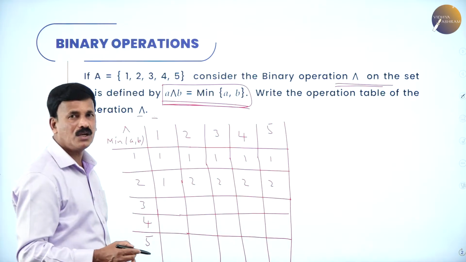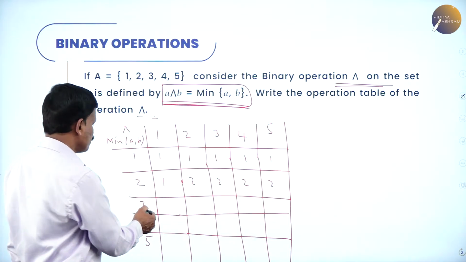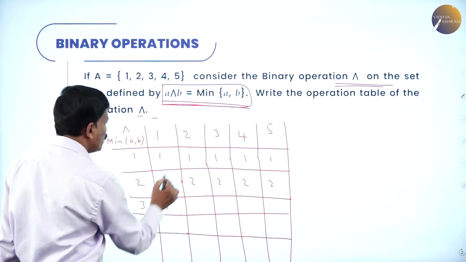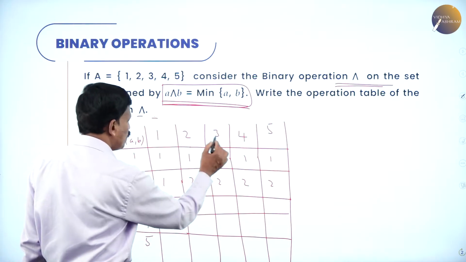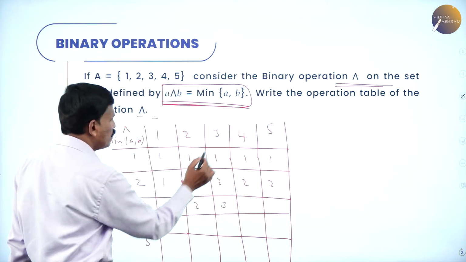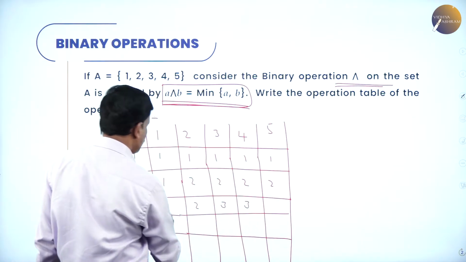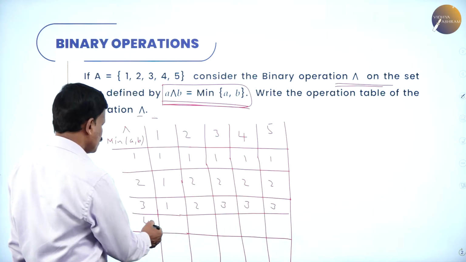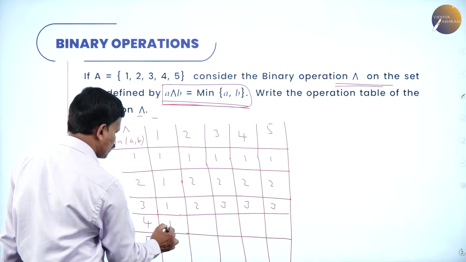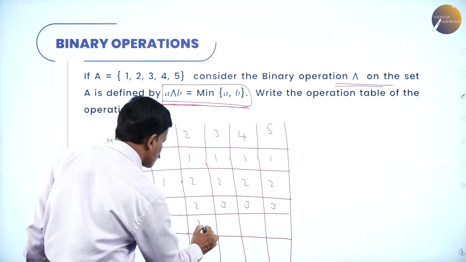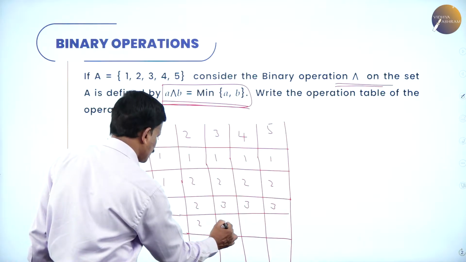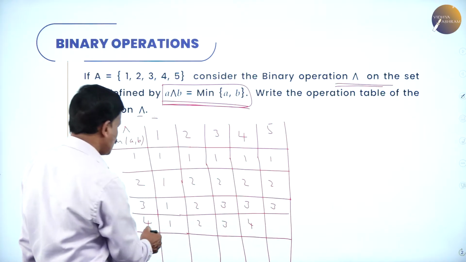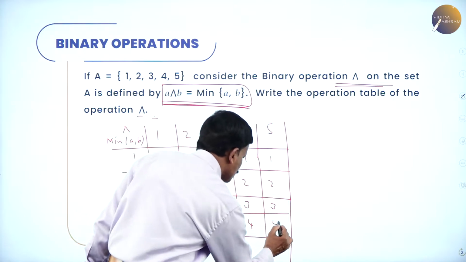That is the minimum value. Similarly, come to the third row. Minimum of 3 and 1 is 1. Minimum of 3 and 2 is 2. Minimum of 3 and 3 is 3. Minimum value of 3 and 4 is 3, and minimum value of 3 and 5 is also 3. Now let us come to the fourth row. Minimum of 4 and 1 is 1. Minimum of 4 and 2 is 2. Minimum of 4 and 3 is 3. Minimum value of 4 and 4 is 4 itself, and minimum value of 4 and 5 is 4.